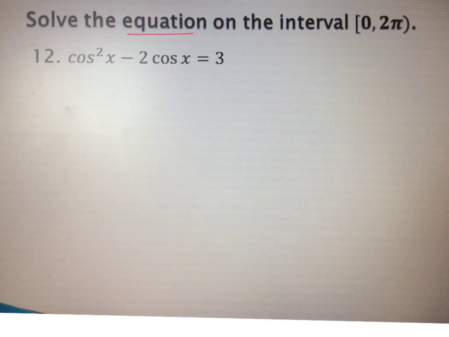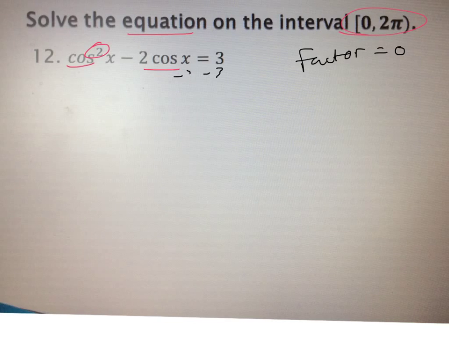Here we're solving the equation on the interval 0 to 2 pi, and I see that we have cosine in two spots, and there's also a square there. So that sort of gives me a hint that I might need to factor this. Now, in order to factor, I need to get my equation equal to 0.